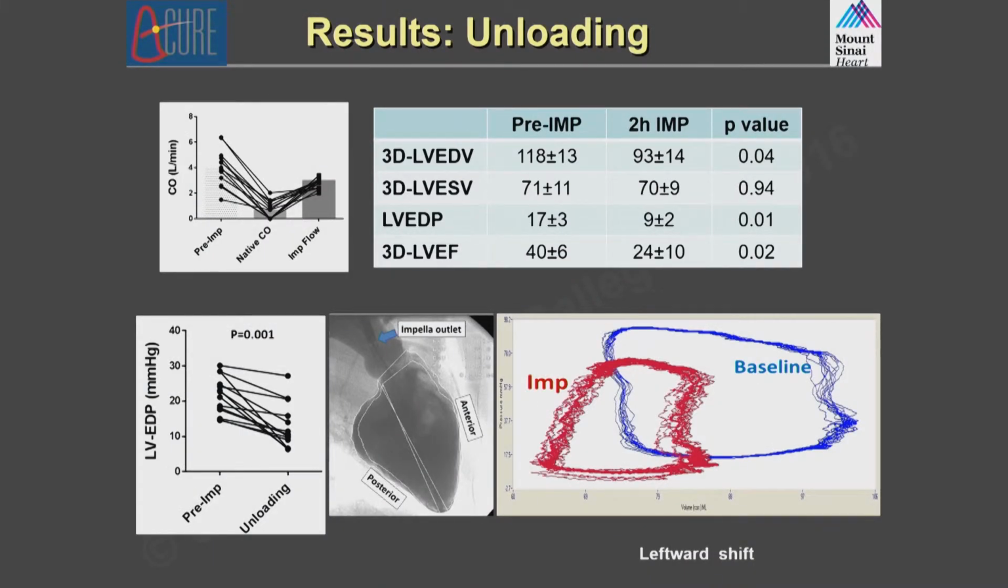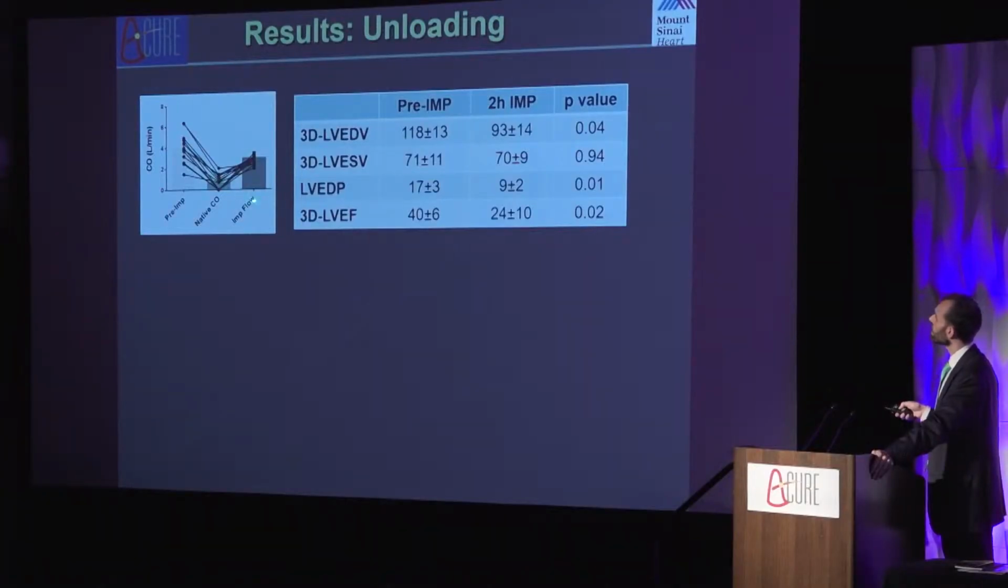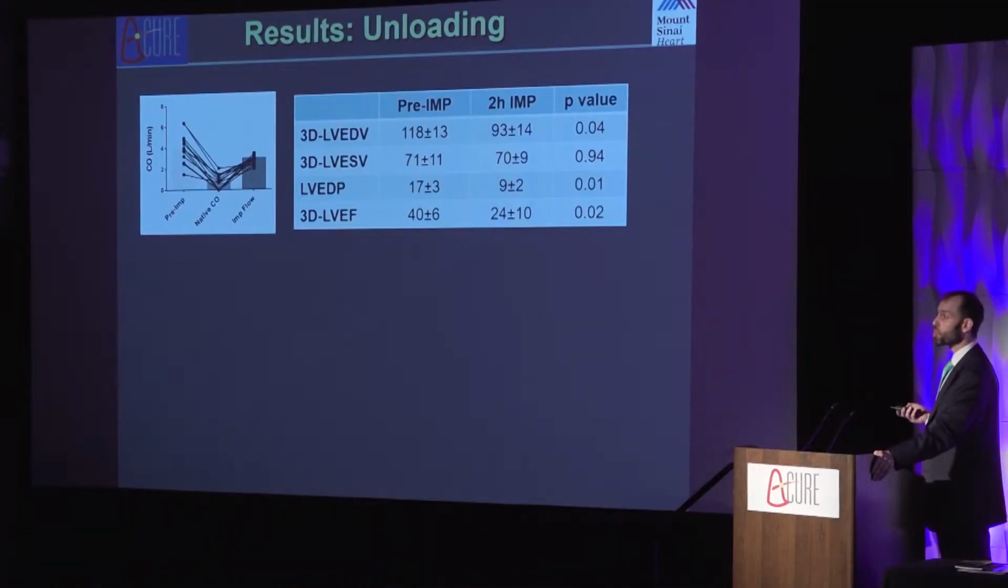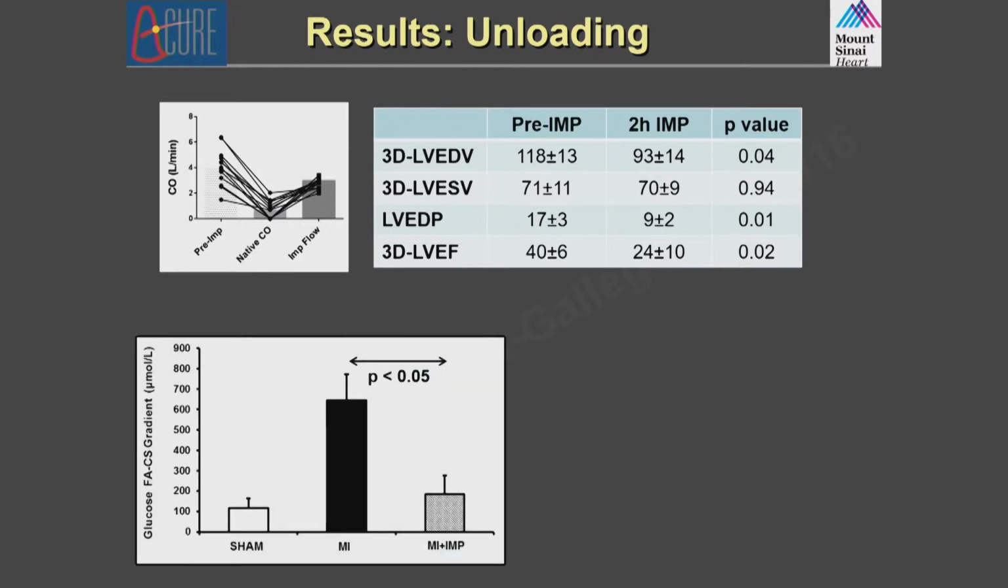And left ventricular unloading also, as expected, results in a reduction in left ventricular volumes and pressures and a leftward shift of the PV loop curve, which also acquires a more triangular-like conformation. As we hypothesized, as the cardiac output is mainly obtained through Impella flow and not so much through the native heart, the metabolic requirements of the native heart would be, at least theoretically, reduced. And the glucose consumption, as we hypothesized, would be reduced. And this was confirmed in our experiments.